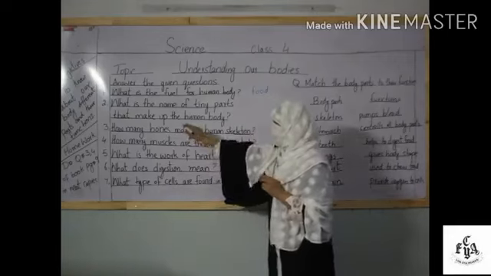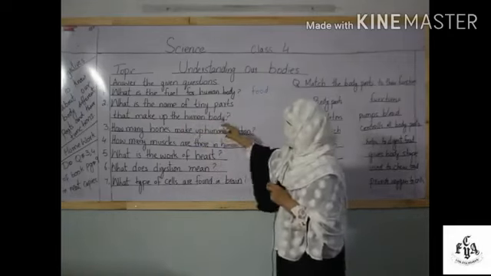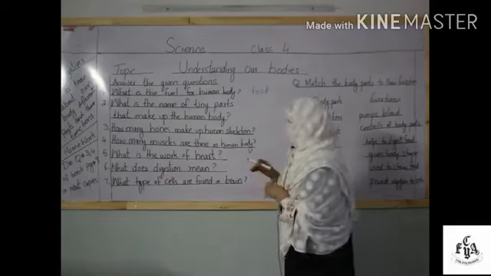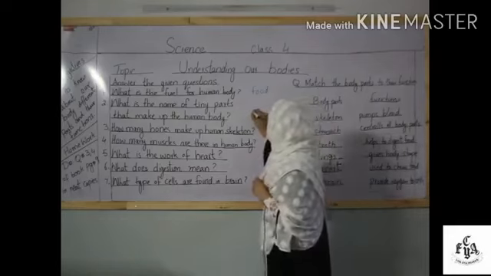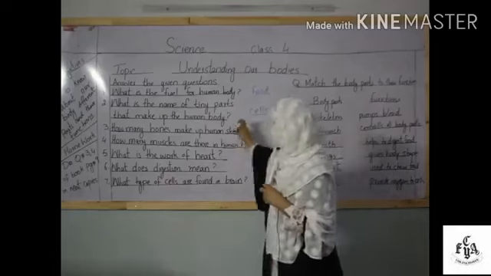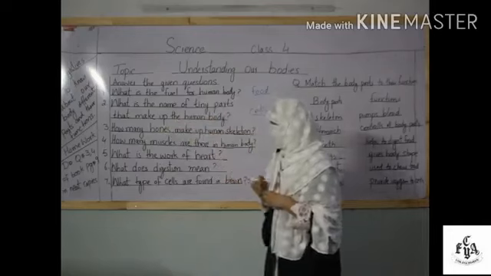Question number 2. What is the name of the tiny parts that make up the human body? Our body is made up of very tiny parts. So what is the name of that? They are called cells. Cells are the tiny parts that make up the human body.